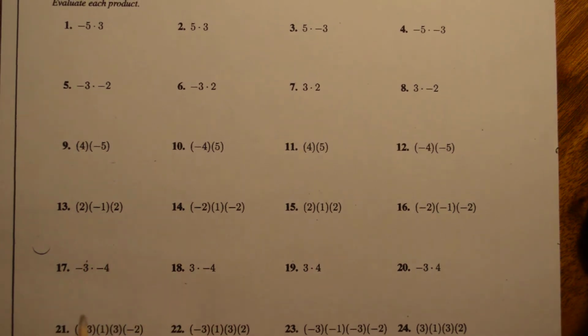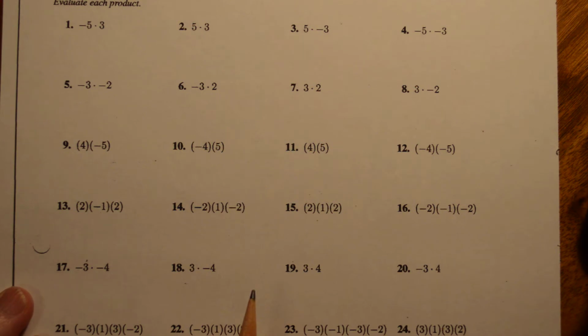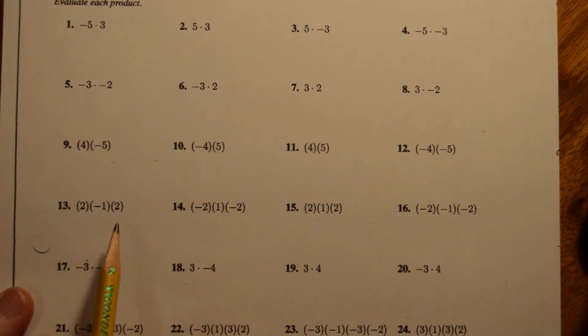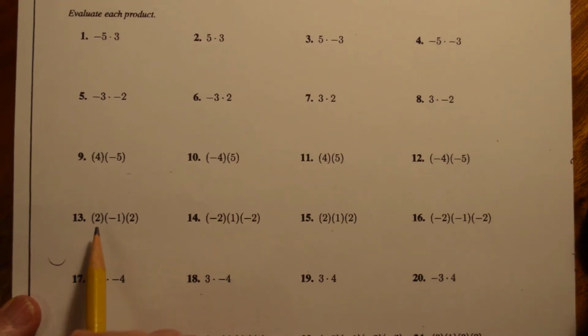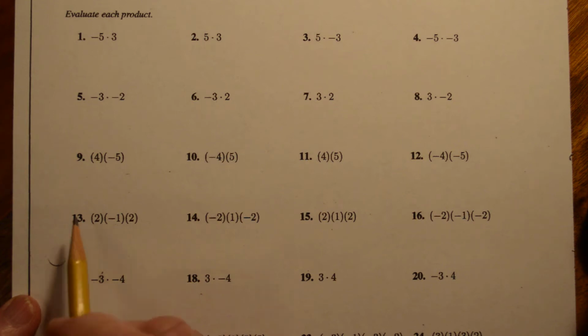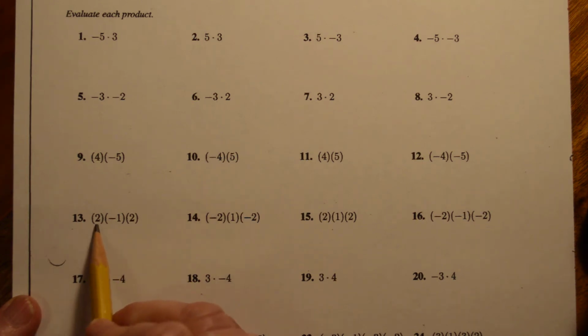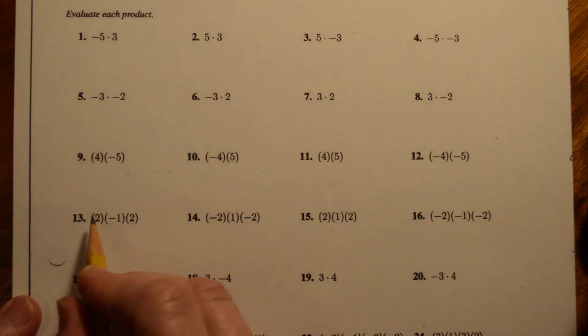Again, we've kind of seen these when we did that one worksheet on multiplying signed decimals, where we had more than two decimals to multiply and it came up, but I just want to look at it again. So let's start with number 13. Number 13 says do 2 times negative 1 times 2. Again, there's a number of ways you can do it.